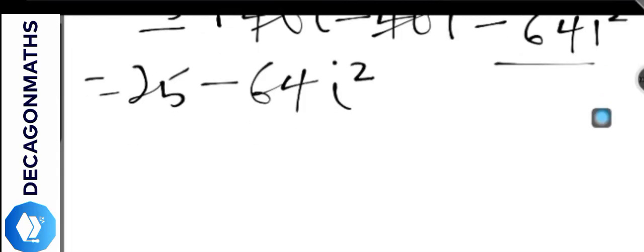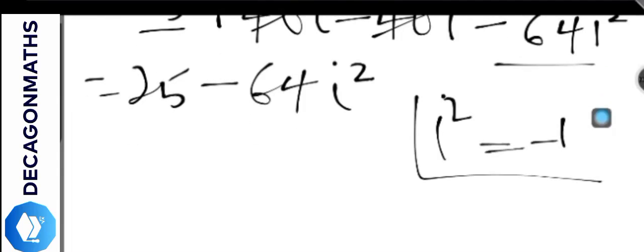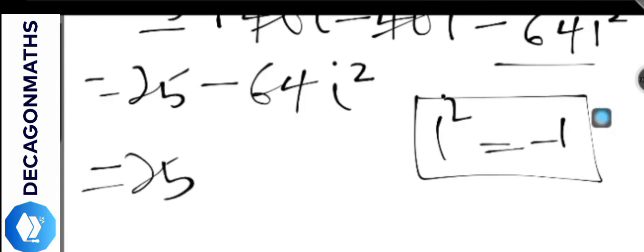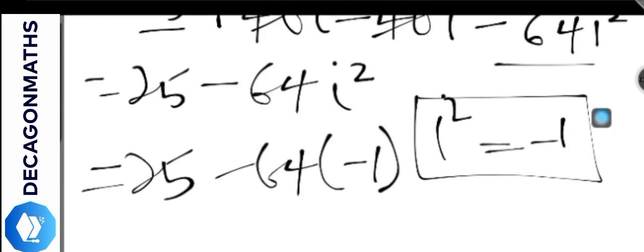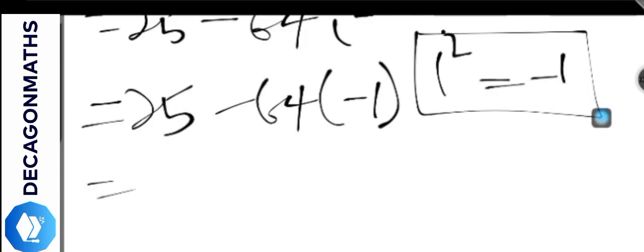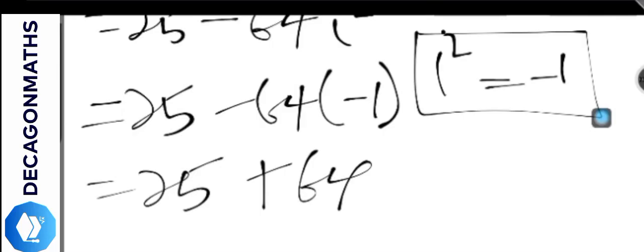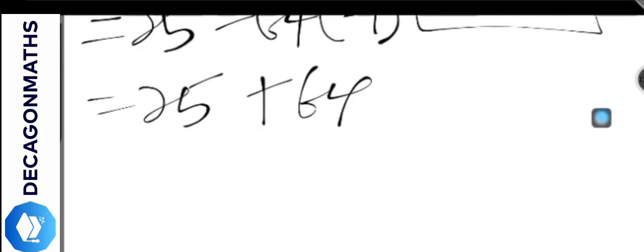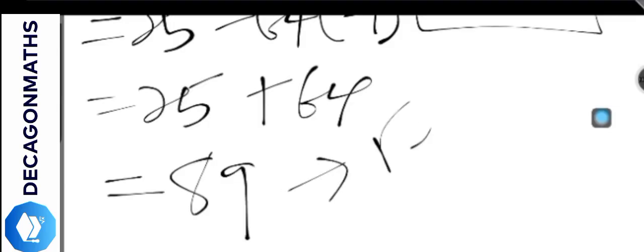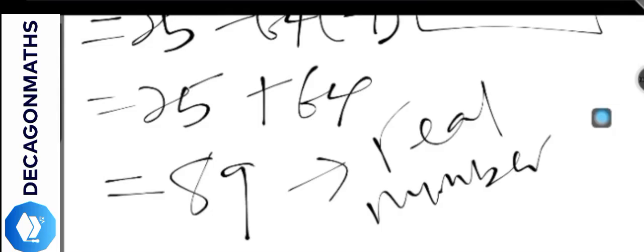So again, recall that i squared is equal to minus 1. So we have that this equals 25 minus 64 bracket minus 1. So this equals 25 plus 64. And 25 plus 64 gives 89. Again, 89 is a real number, right?